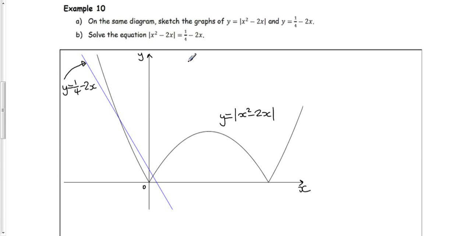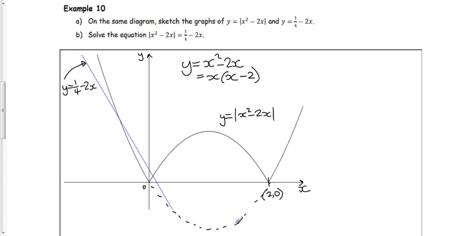I'd first of all think about what we would get if the mod signs were not there. Well, we'd get a normal x squared minus 2x quadratic graph. I know it's going to be a U-shape because of the positive x squared. And then I'd be interested in where it crosses the x-axis. By factorizing it, I know it will cross the x-axis at 0 and 2. Then the section of the graph which would have been below the x-axis, I'd reflect into the positive y section of the graph, ending up with this here.